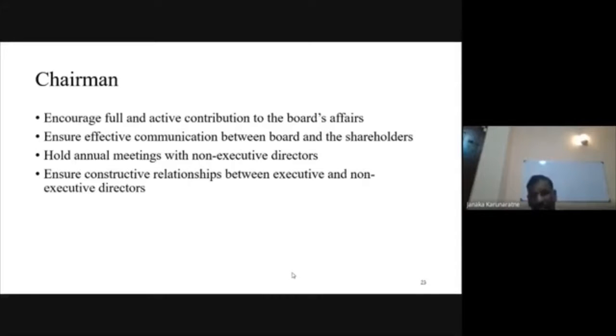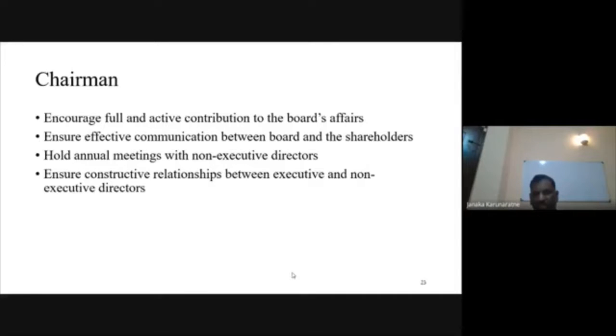So, encourage full and active contribution to the board's affairs. Sometimes what happens in certain boards is that the chairman plays a key role while the others don't get any opportunity. Sometimes chairmen dominate. That's not a good sign, because if the chairman dominates, no one else talks; others fear talking. That itself could lead to significant corporate governance issues, including unethical practices and behaviors, and even lead to financial failures. So he must encourage all the other participants in the board to contribute to the board affairs.